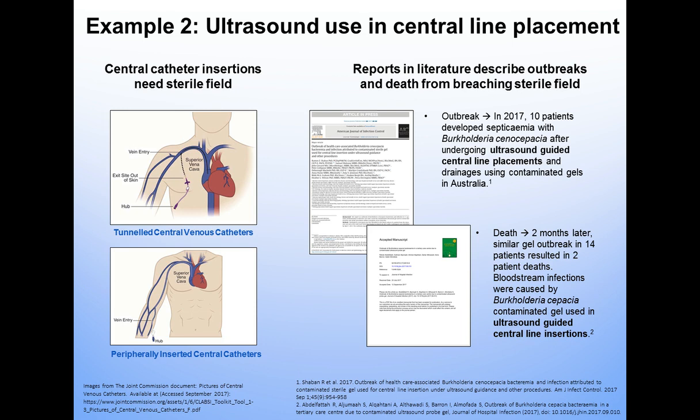And then 2 months later, a similar outbreak occurred in Saudi Arabia, and 14 patients were infected. It was actually the same organism, and unfortunately, in this case, it resulted in 2 patients dying as a result of those infections. So although this is obviously concerned primarily with gel, the point here is that the gel and the probe cover can all contact the puncture site, or at least be proximal enough to the puncture site to cause an infection via that central line. So this highlights the necessity to use sterile gel, sterile covers, and preferably a sterile probe or at least a high-level disinfected probe.